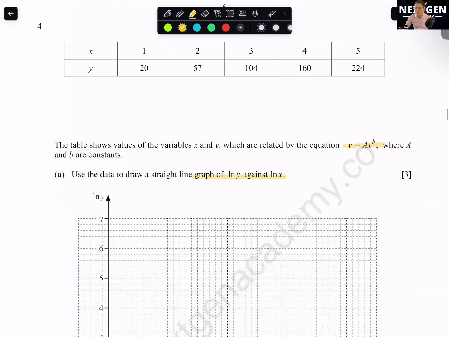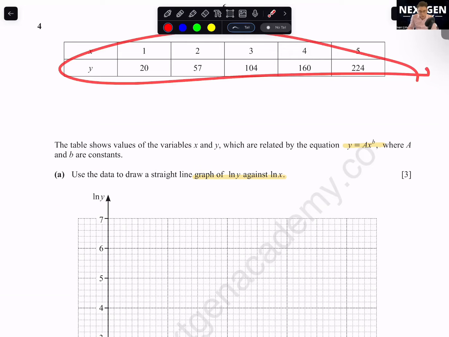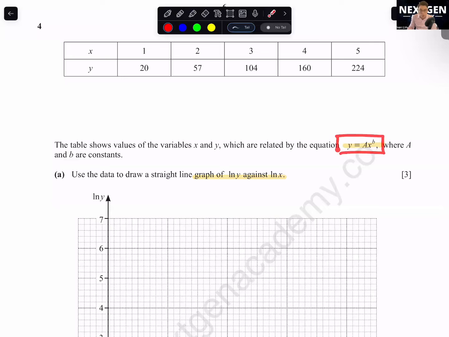Okay, what's the first thing that we want to do first? Ln y against ln x. Can I use this value here? Cannot, right? Okay, so we need to change this equation. This is called a non-linear equation to a linear equation. Linear means it needs to be in the form y equals mx plus c. They already define for you what is your x and y. X is ln x, y is ln y. So I need to make ln x and ln y appear from this equation.